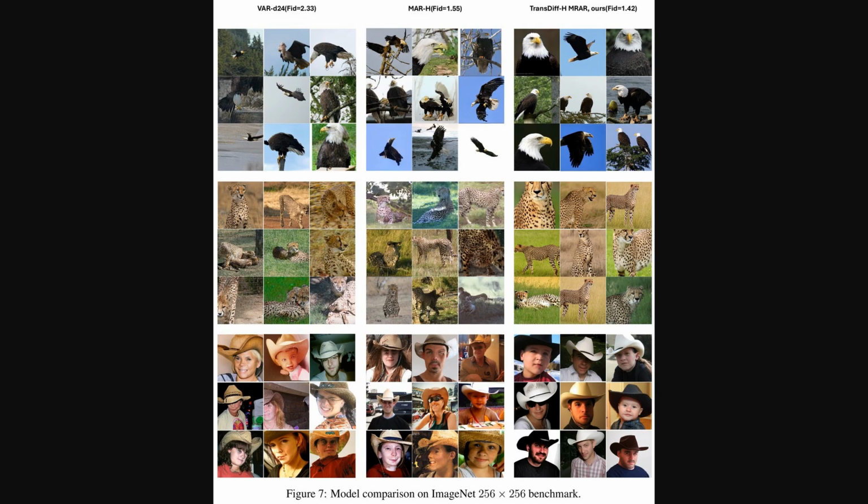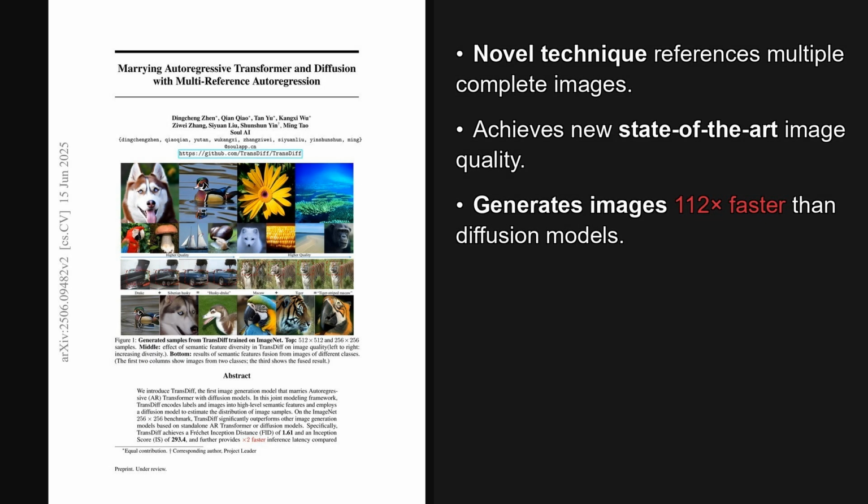And now, to see what those numbers actually look like, this figure gives us a direct visual comparison. On the left, you have images from a model called VARD24. In the middle, another called MRAR-H. And on the right, the new TransDiff-H using multi-reference autoregression. The quality improvement is really clear. The TransDiff images of eagles, cheetahs, and people in hats are sharper and more coherent. This visual evidence perfectly matches the Fréchet inception distance scores we saw, with TransDiff achieving the best score of 1.42, confirming its state-of-the-art performance.